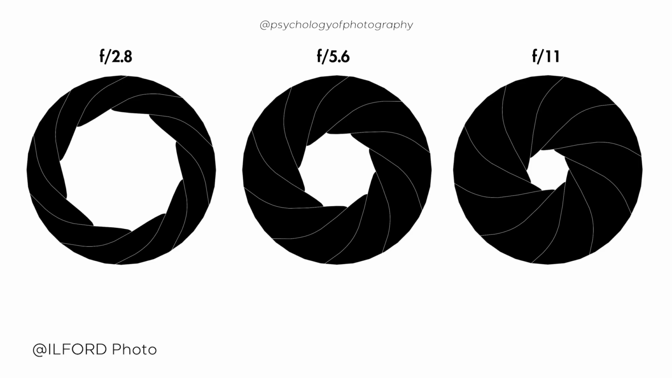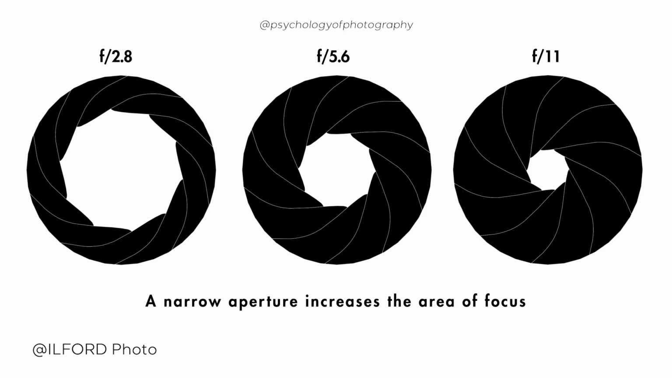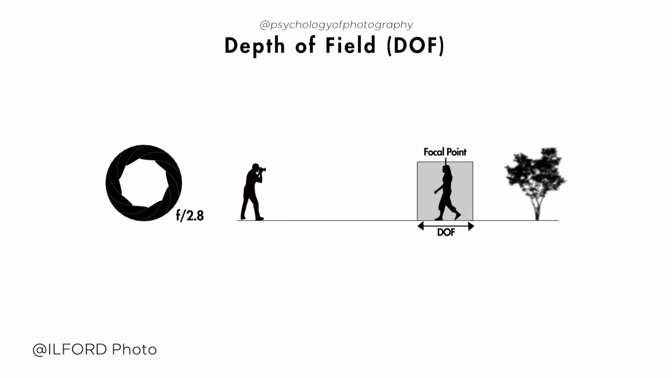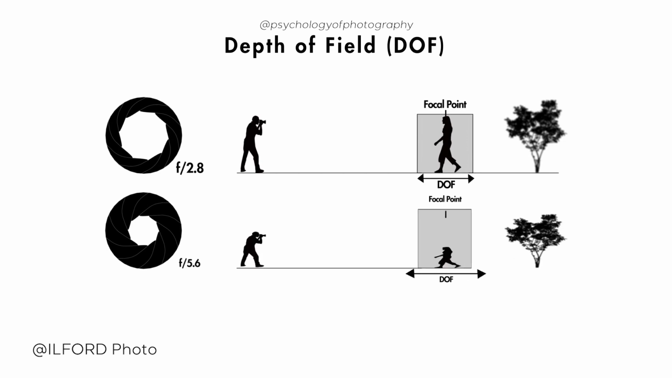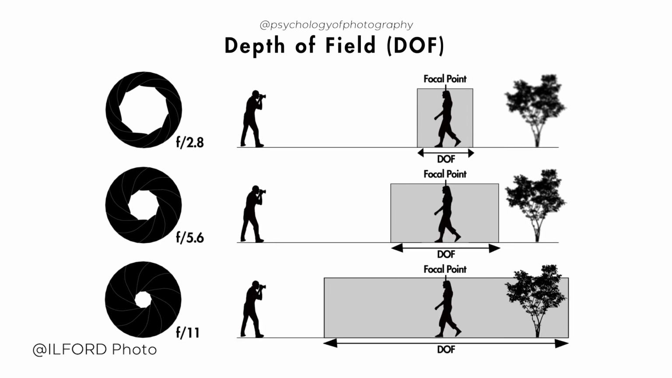Aperture also plays a critical role in depth of field, which refers to how much of the image is in focus. A larger aperture or a lower f-stop number will result in a shallow depth of field, which means that only a small portion of the image is in focus, while a smaller aperture or a higher f-stop number will result in a deeper depth of field, which means that more of the image is in focus.